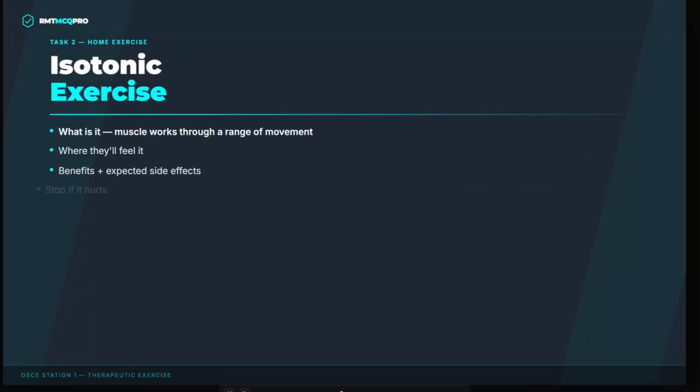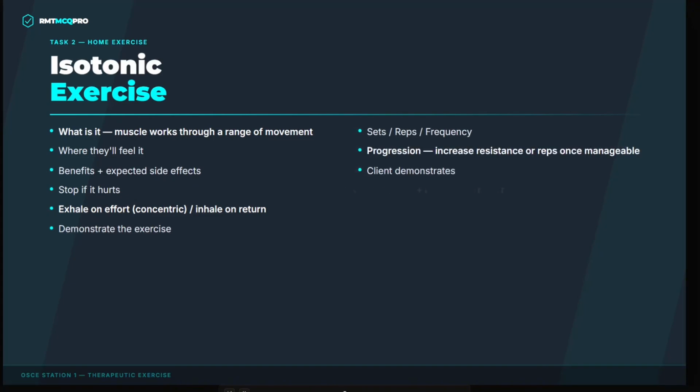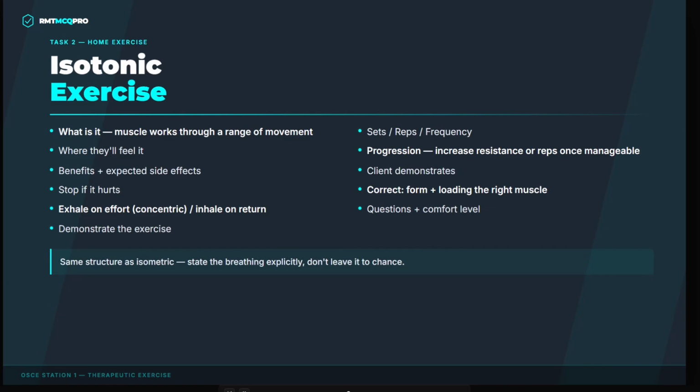Task number 2 is an isotonic exercise. Your second task is to teach and demonstrate an isotonic exercise for one of the client's muscles. The same structure as isometric. Start with a brief explanation of what isotonic means, a contraction where the muscle works through the range of motion. Show them where they'll feel it, the general benefits, the expected side effects, and stop if there's any pain.